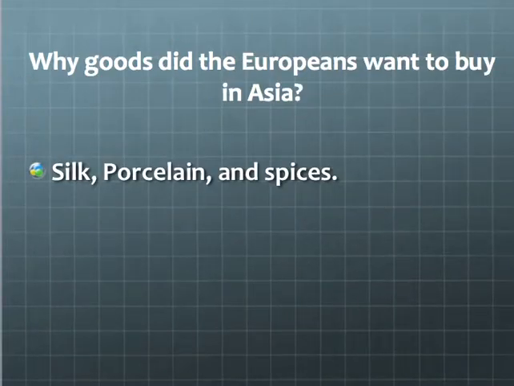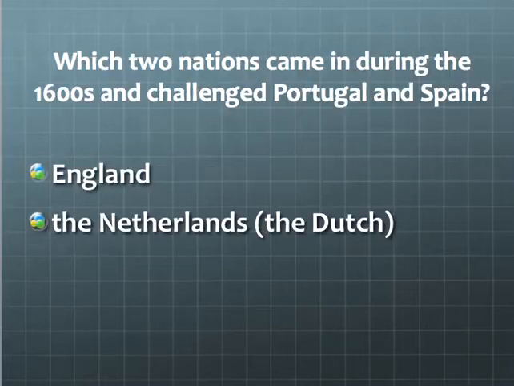What goods did the Europeans want to buy in Asia? Silk, porcelain, and spices, folding screens, folded fans, all kinds of luxury items. Go back and check that out in your PowerPoint.